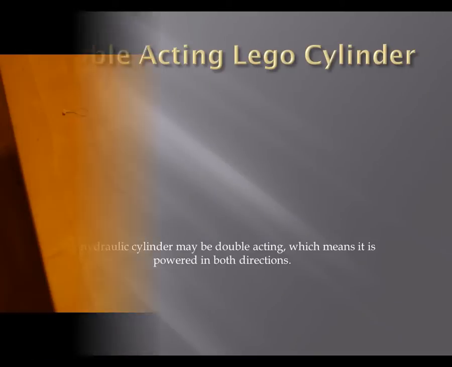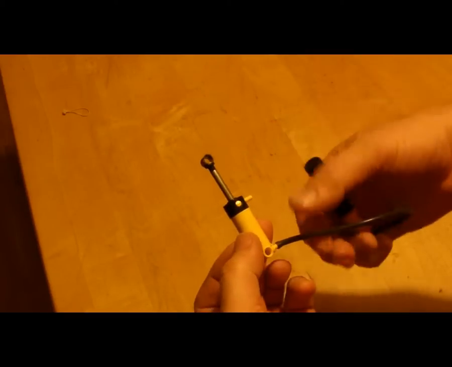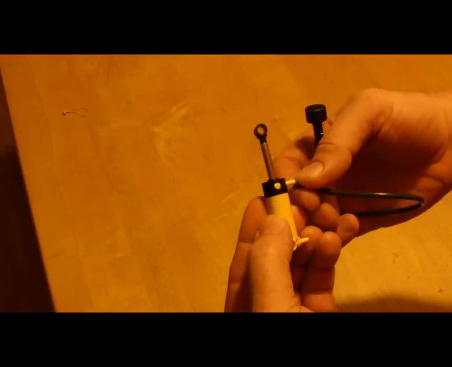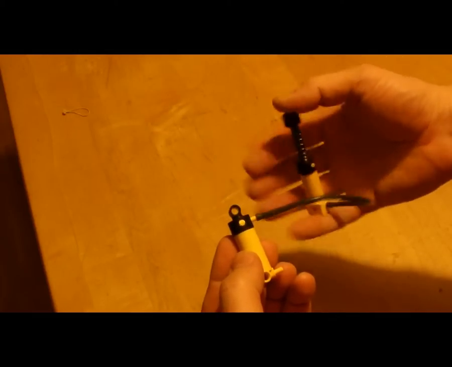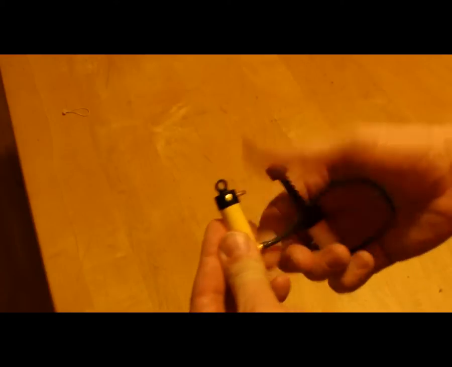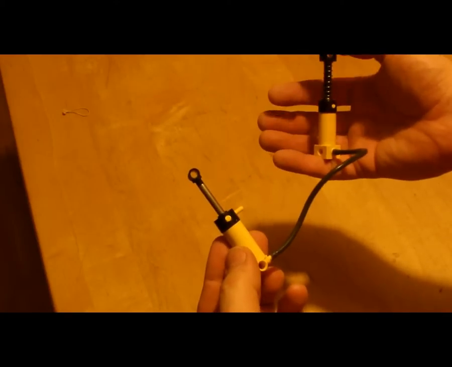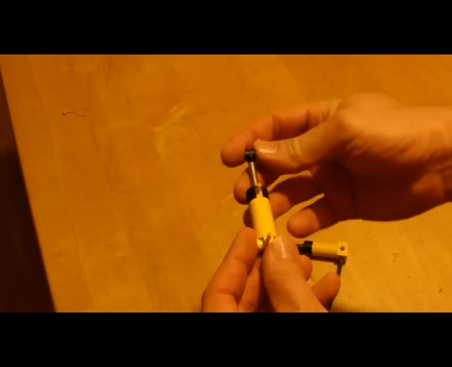A hydraulic cylinder may be double-acting, which means that it is powered in both directions. Double-acting cylinders require more components, which raises the price of each cylinder. However, because one double-acting cylinder can replace 2 single-acting cylinders, the overall cost of the machine goes down.